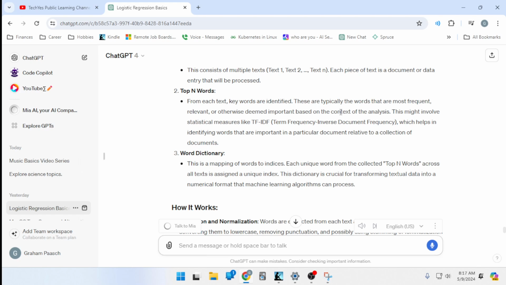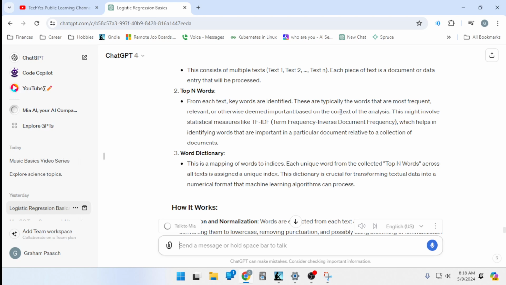How it works. Extraction and normalization. Words are extracted from each text and may be normalized by converting them to lowercase, removing punctuation, and possibly using stemming or lemmatization to reduce words to their base forms. Word selection. Algorithms identify the top N significant words from each text. These words are chosen based on frequency, relevance scores like TF-IDF, or other statistical methods that assess the importance of words within the text and across the text corpus. Indexing. The selected words are then indexed in a systematic way in the word dictionary, which serves as a lookup to quickly identify and locate words within the numerical data structure used in subsequent processing.